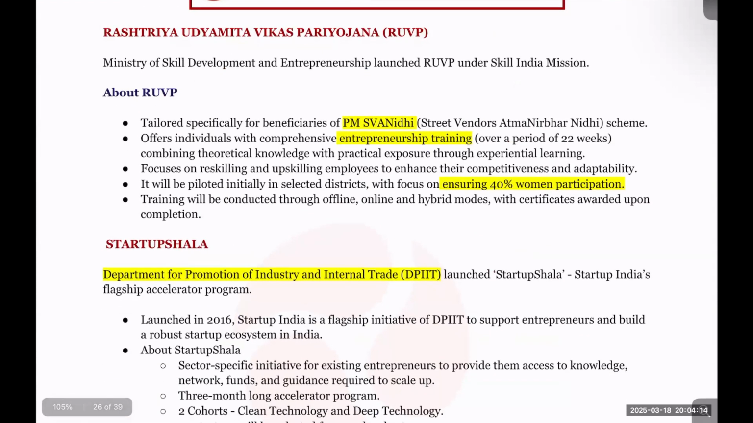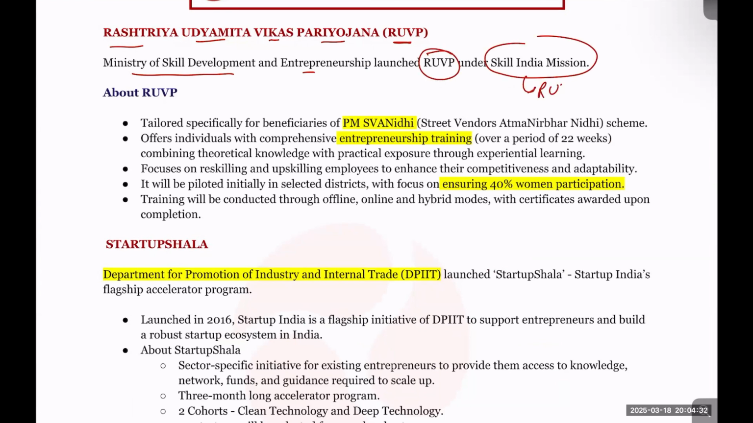Now, the next thing that we have to talk about is the Rashtriya Udyamita Vikas Pariyojana (RUVP). Okay. So what is this scheme? It is under the Ministry of Skill Development and Entrepreneurship, and it has launched this RUVP under Skill India Mission. So under Skill India Mission, RUVP has been launched, right?